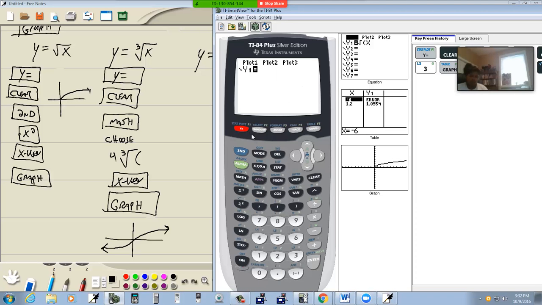Okay, so if I press my Y equals, press my clear, I go into the math button, and I see the cube root is the fourth one. So I can down arrow to it and press enter, or I can simply press the 4 that's in front of it. And it chooses the cube root, then I do my X key, and then I do my graph.